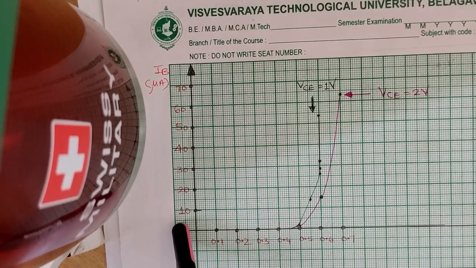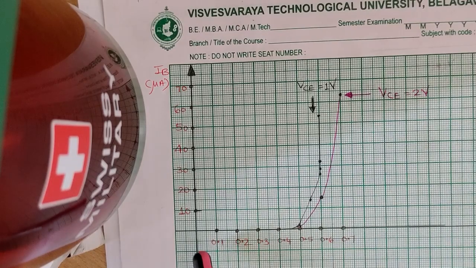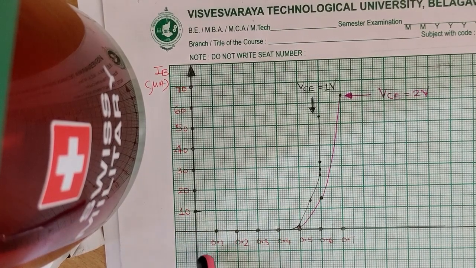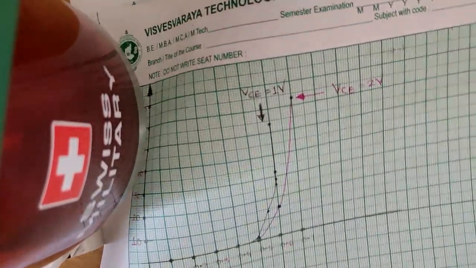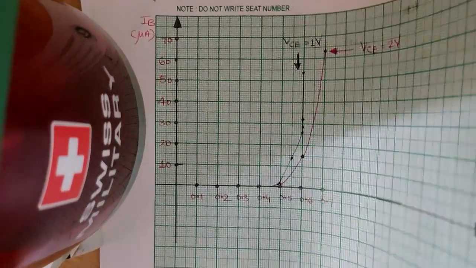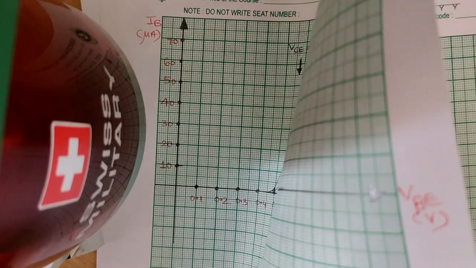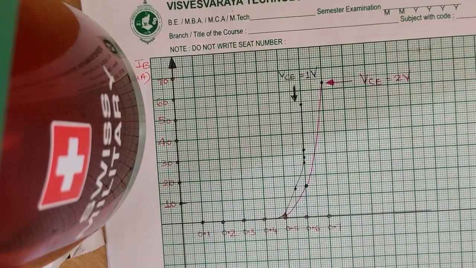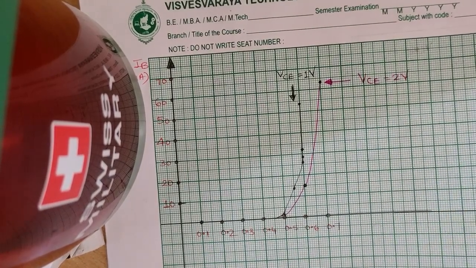Let me describe the scale. Along the y-axis I have projected IB, and I have taken 1 centimeter as 10 microamperes. And along the x-axis I have projected VBE, and 1 centimeter is taken as 0.1 volts.